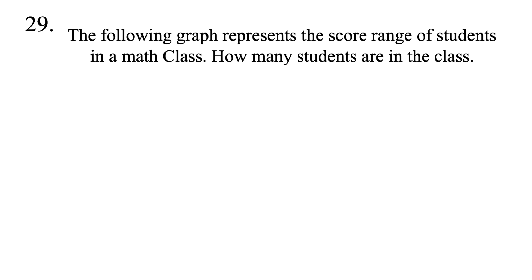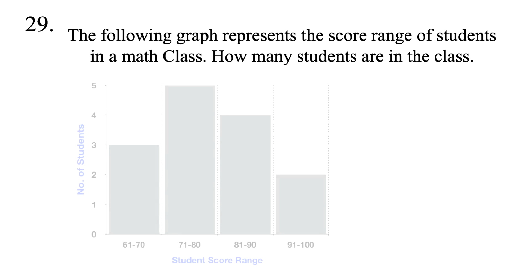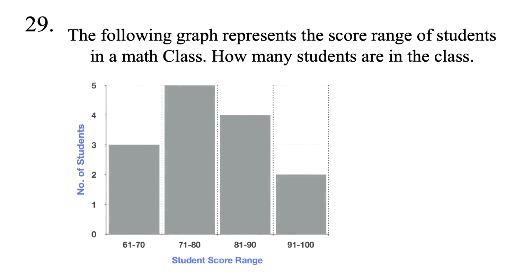The following graph represents the score range of students in a math class. How many students are in the class? Being able to read and interpret graphs is a must on the GED. Here, the x-axis represents the score range, and the y-axis represents the number of students whose scores are within that range.